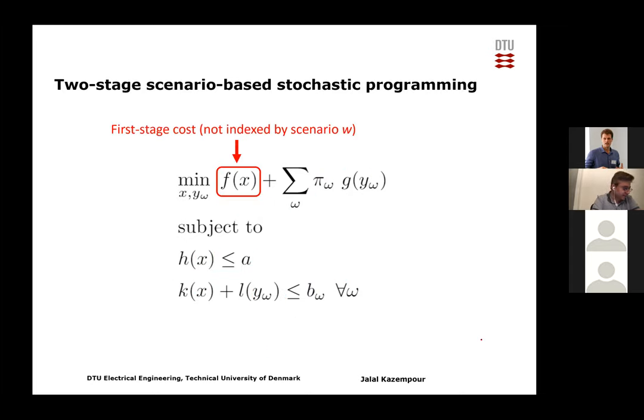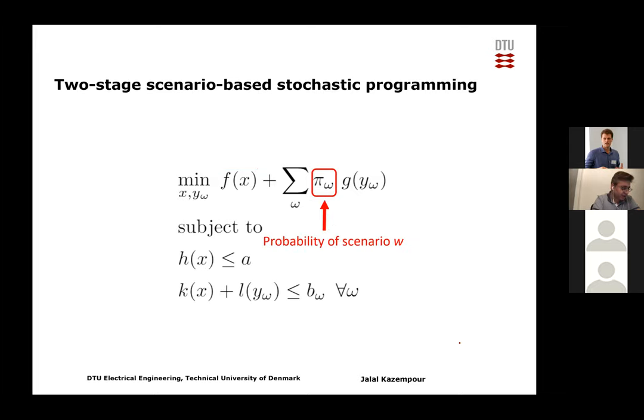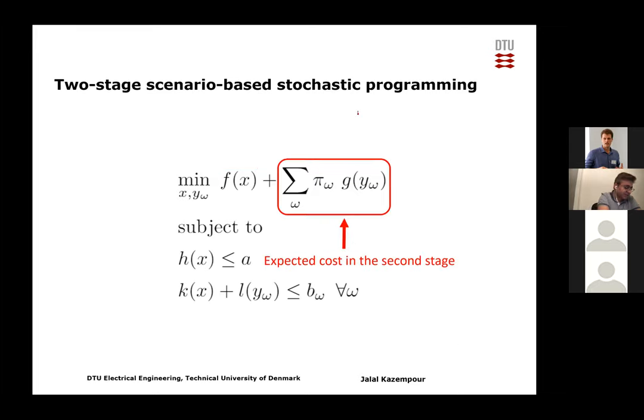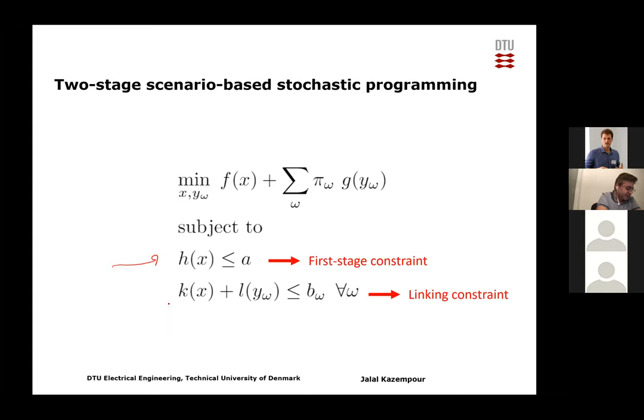So as I said, f of x is the first stage cost, pi omega is probability, and this whole term is the expected cost in the second stage, then the first stage constraint, and the linking constraint. Of course, if k of x is equal to zero, it's just a constraint in the second stage. Also, if you like, you can add f of y omega is lower than or equal to c omega for each omega, but the linking constraint also represents it. So the linking constraint is more generic.